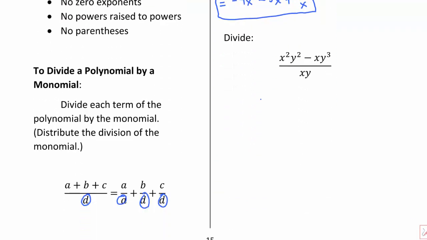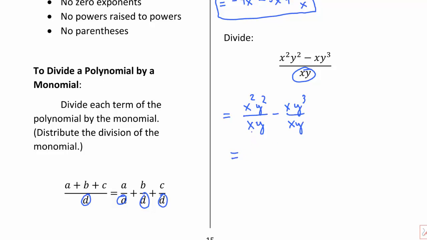Alrighty, let's look at this last one here. X squared y squared minus xy cubed all over xy. Again, notice that in the denominator there's only one term. There's multiple factors, but that's fine. There's no addition or subtraction here. So what we're going to do is we're going to write this as x squared y squared divided by xy minus xy cubed divided by your denominator of xy.